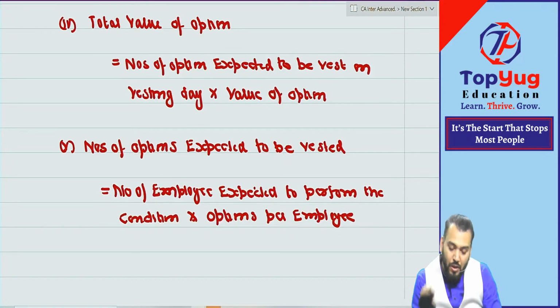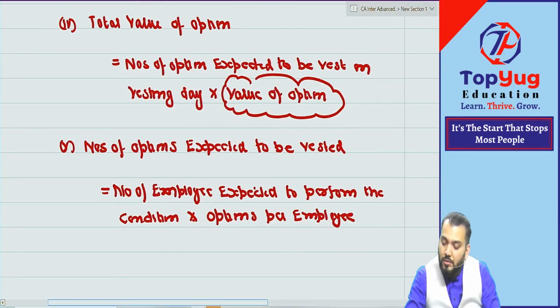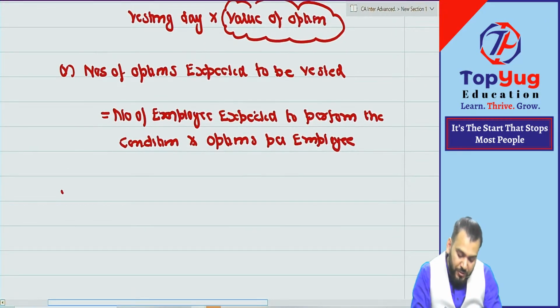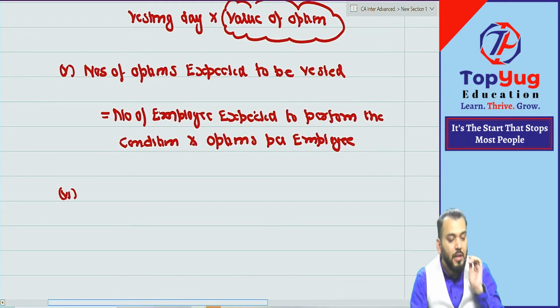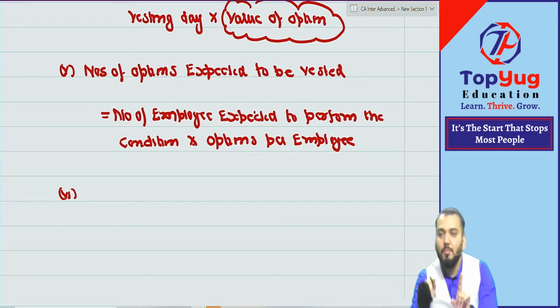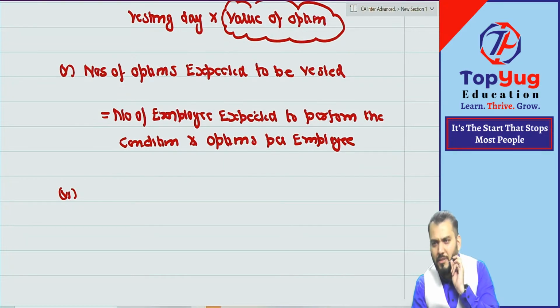Understood? Now only one thing, I need to just explain value of options now. So write down. Next point, point number 6. Correct. Now value of option will be either fair value of option or intrinsic value of options. Right now we have discussed only about intrinsic value of option. Correct.